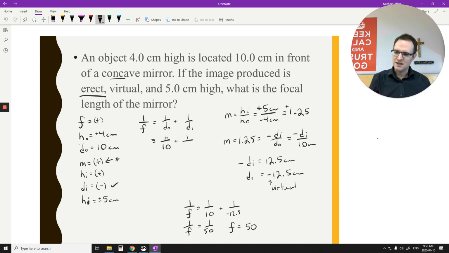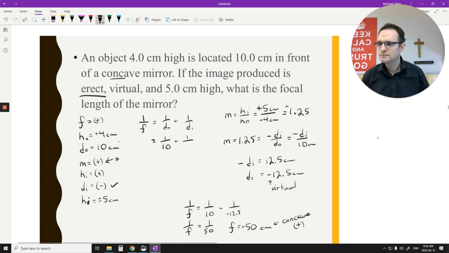You notice that this ends up being a positive number. Sorry, it's also all in centimeters because everything else is in centimeters. Because it's positive, this is a concave mirror, which is confirmed by what it says in the question. I don't think I actually had to tell you. You could actually determine that on your own. That's concave. There you go.